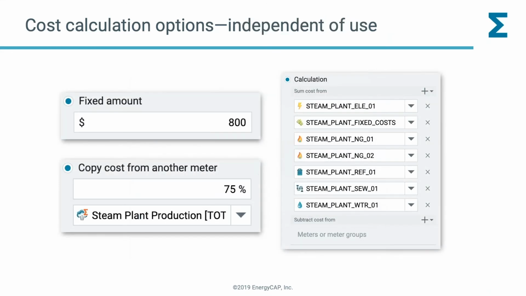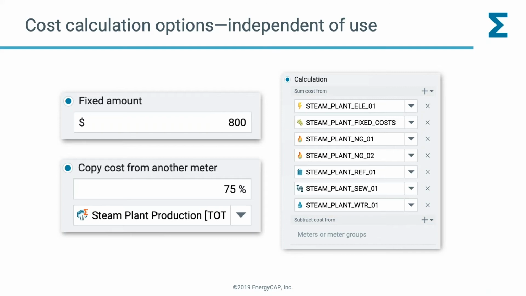These three options do not use use. They simply calculate based on what you've provided. So you can set a fixed amount, like the example I provided where you have a contract and you're going to create a tenant bill for a fixed amount month after month.